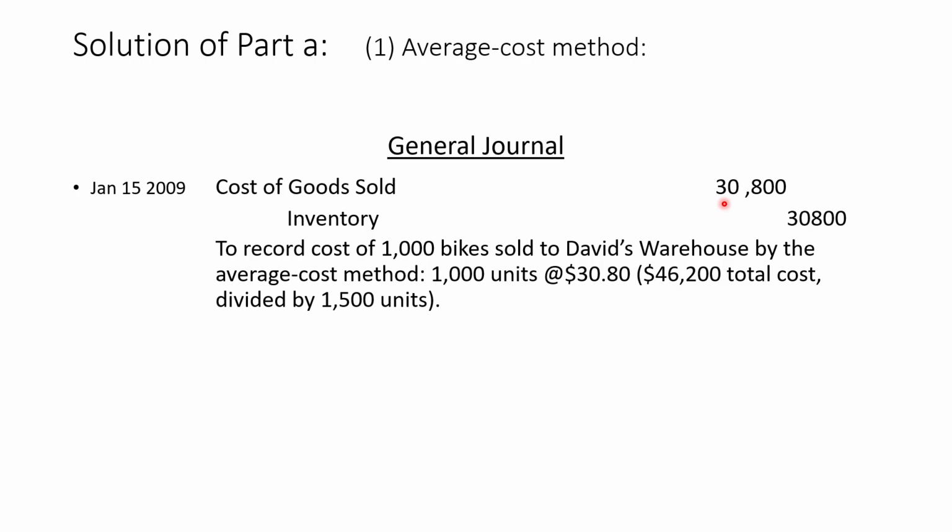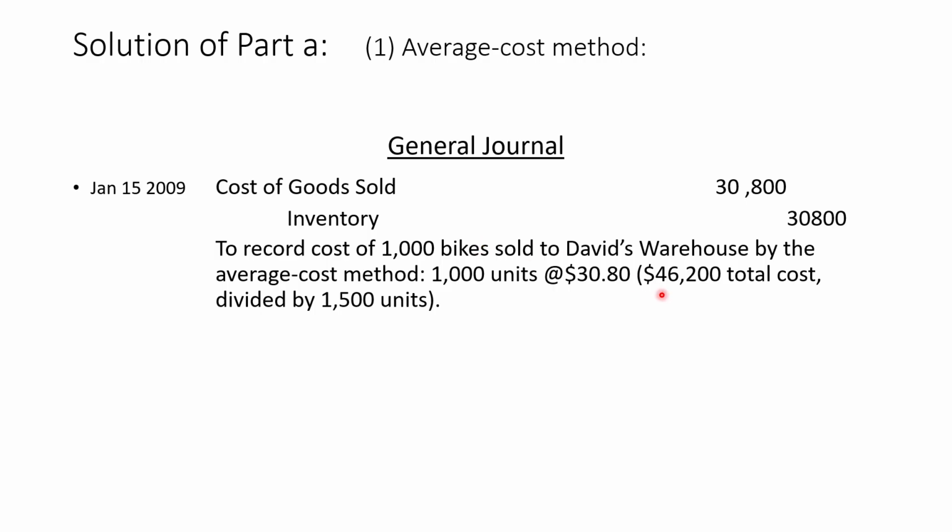By the average cost method, CGS is debited by 30,800 and inventory is credited by 30,800. So you have to write the date, write these two accounts, debit and credit, and you also have to write this explanation, this narration of the transaction, how we get this 30,800. This explanation and narration is also required whenever you are recording a journal entry.